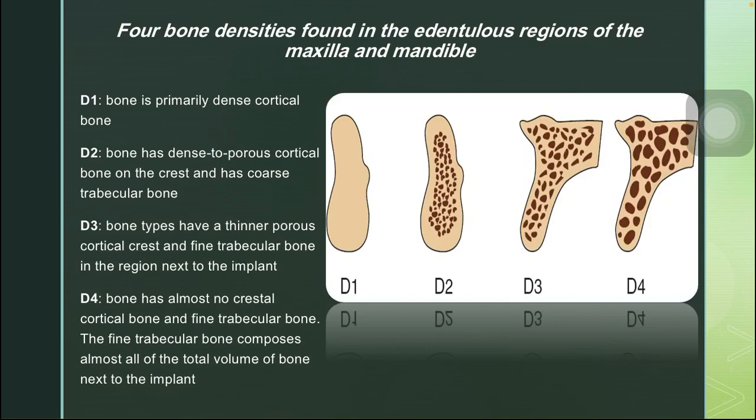There are 4 bone densities found in edentulous regions of the maxilla and mandible. Density number 1 bone is primarily dense cortical bone. Density 2 bone has dense to porous cortical bone on the crest and coarse trabecular bone. Density 3 bone types have a thinner porous cortical crest and fine trabecular bone in the region next to the implant. Density 4 bone has almost no crestal cortical bone and fine trabecular bone. The fine trabecular bone composes almost all of the total volume of bone next to the implant.